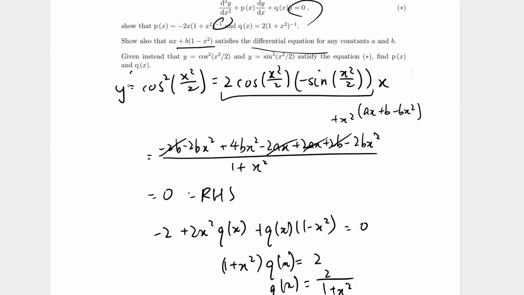Alright, now what does the first bit look like? Oh, that should be y prime, shouldn't it? That's bad notation. This is y. This is y prime equals, right? That's really bad habits from me. So y prime equals that. Good. What does the first bit look like?